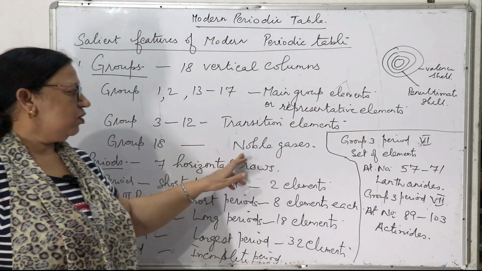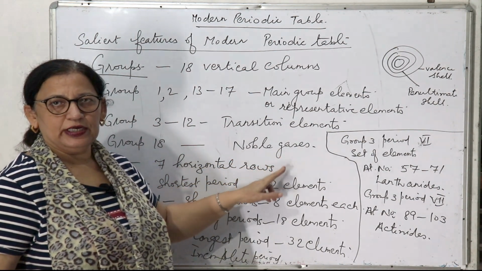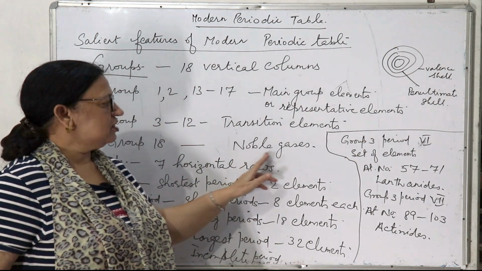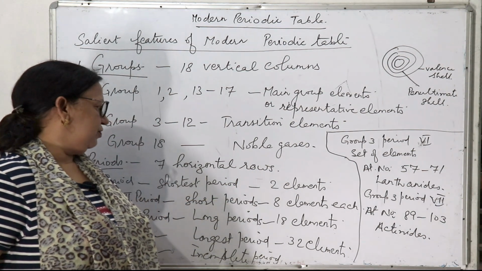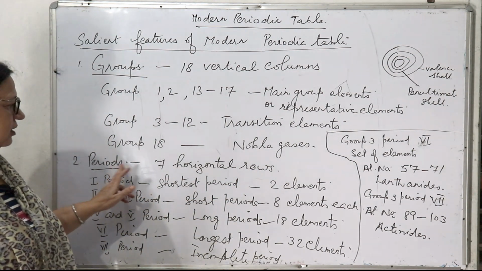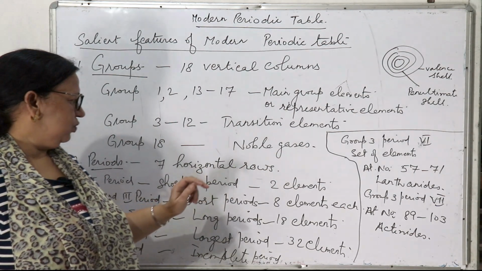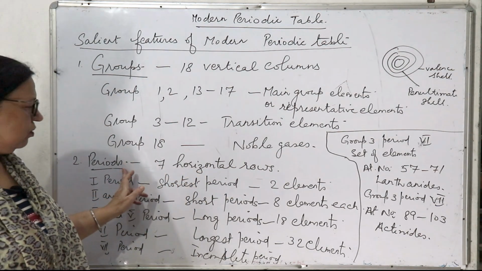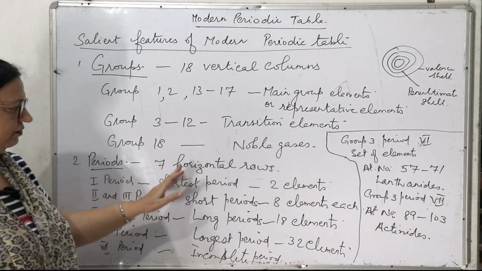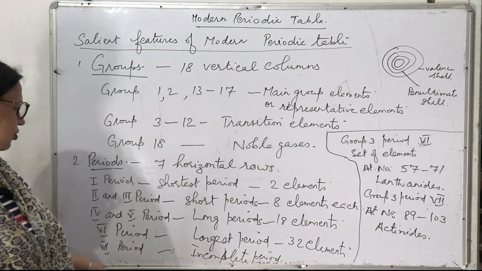Group 18 are the noble gases. Why are they called noble gases? Because they have stable electronic configuration. Now periods: there are 7 horizontal rows, and horizontal rows are called periods, and there are 7 in the modern periodic table.